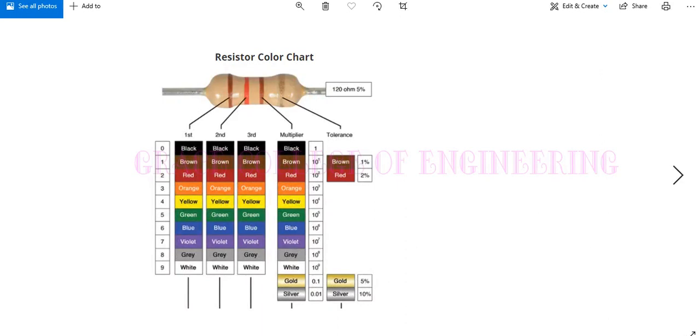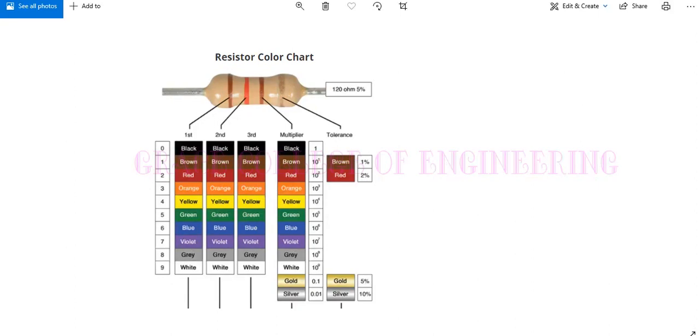See here there is a color coding: first color is represented in the first column, second color for the second column, and third color for the third column, and if there are only three colors we have to consider the last color as the multiplier. Here the first brown color represents 1, then the red color represents 2, and this brown is a multiplier, therefore 10 power 1, therefore 12 into 10 power 1 is 120 ohm, and this is the tolerance percentage.